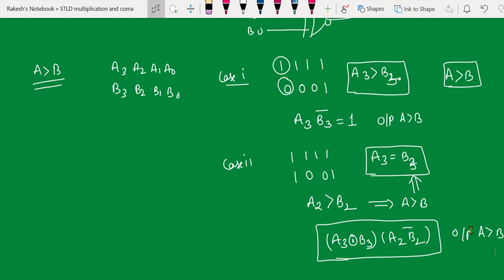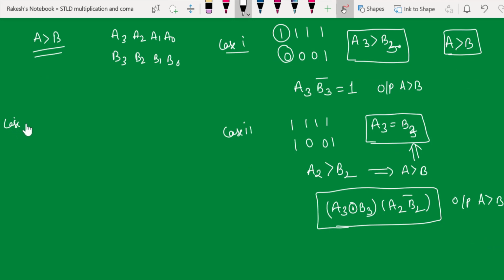Now go to case 3. In this case, if you look here, my A3 equals B3 and A2 equals B2.